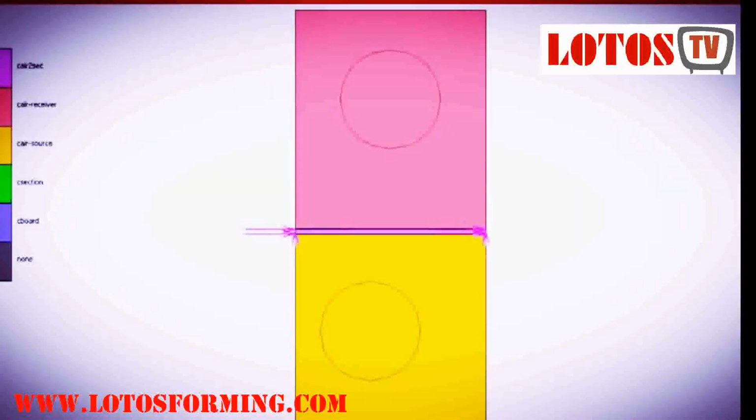So this is the simulation. In this example, we perform the FEA simulation in 2D analysis. As you can see here, on the bottom the yellow color represents the source room, and this is the receiving room.